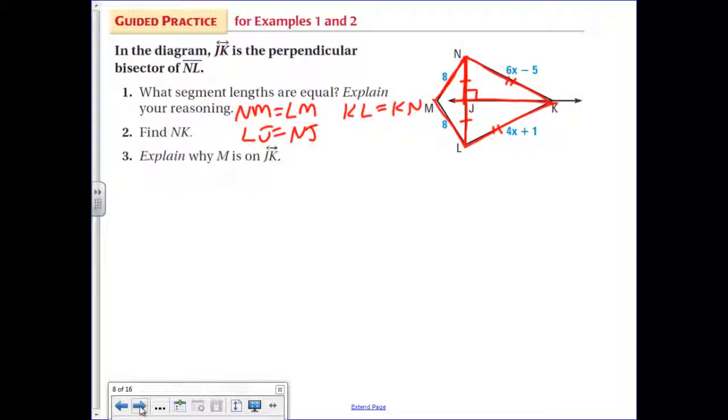Here's NK. Set them equal. This is equal to that one. You can tell by the marks in the picture. They're marked the same, so we set them equal. So you have 6x minus 5 equals 4x plus 1. You solve it, and when you're done, look up here and see.